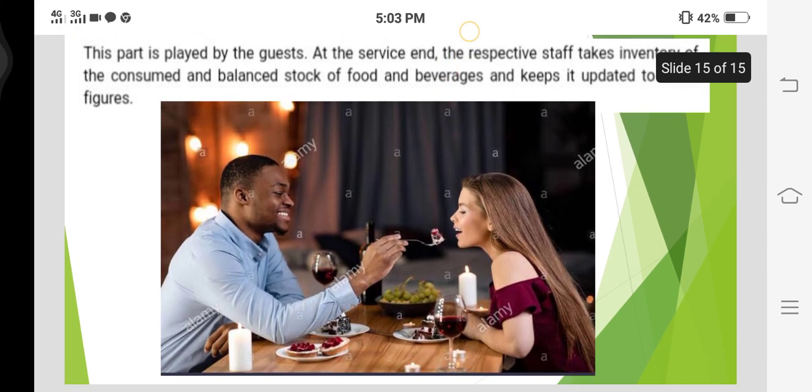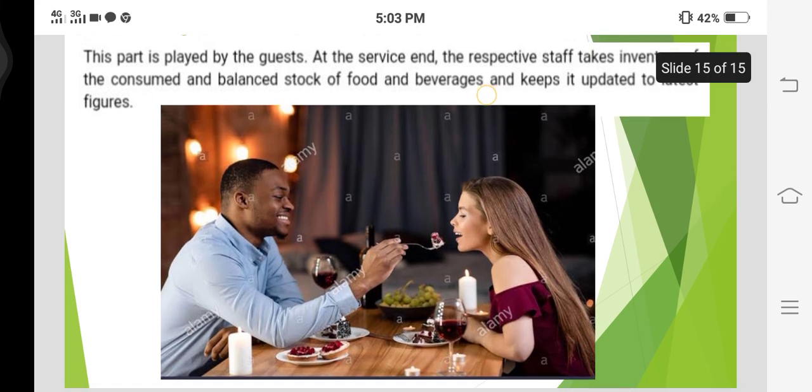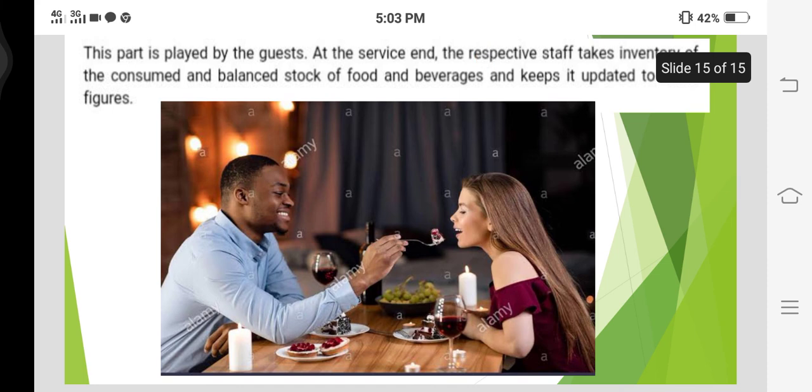Then the staff or authorized persons responsible here check the products they consumed, because the more you consume the product, the more our resources and capital decrease. So the consumed products must be recorded.